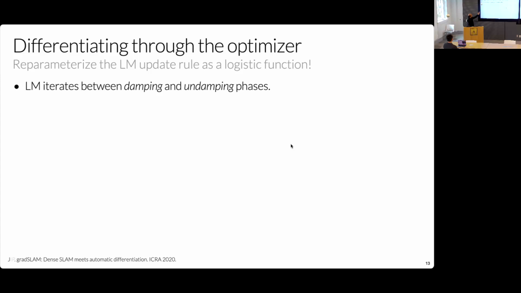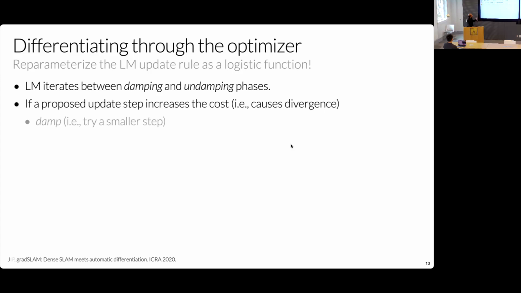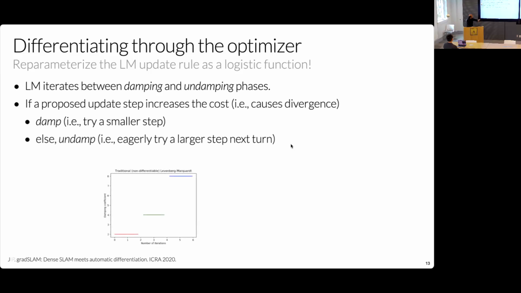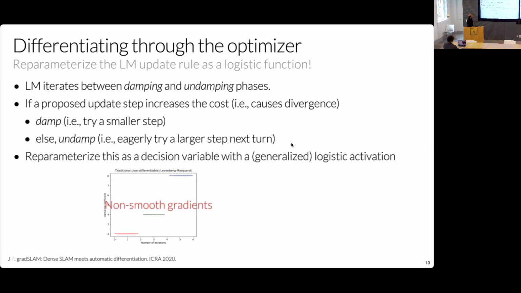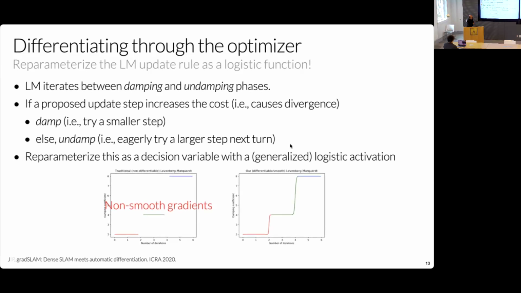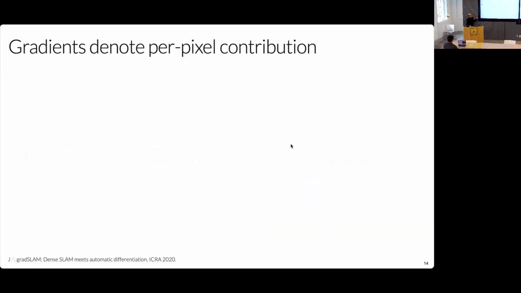You can think of this damping and undamping phase as two different endpoints of this function. It's just that they're not from 0 to 1 any longer. It's a generalized version of this function that goes from a minimum damp factor to a maximum damp factor. So, I'll skip some of the details here, but the idea is you can reparameterize these step function changes into a much smoother logistic function. You get a much smoother reparameterization.